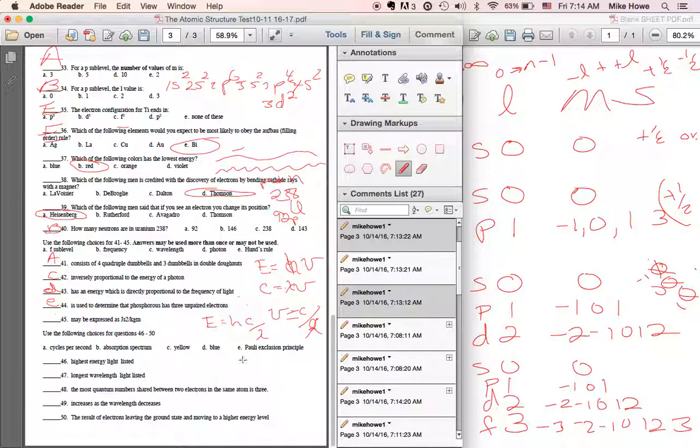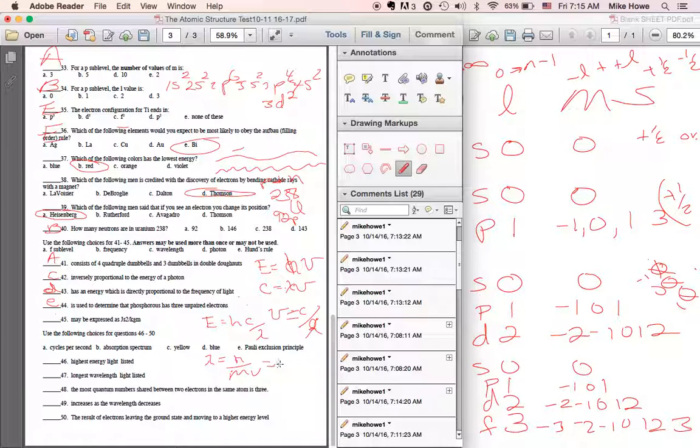So we know that wavelength, I'm not great with this pen. All right, here we go. Take that out. We know that wavelength is equal to h divided by mass times velocity.